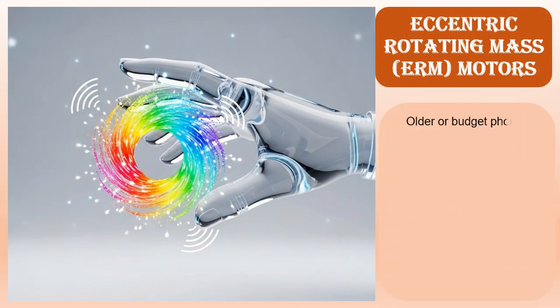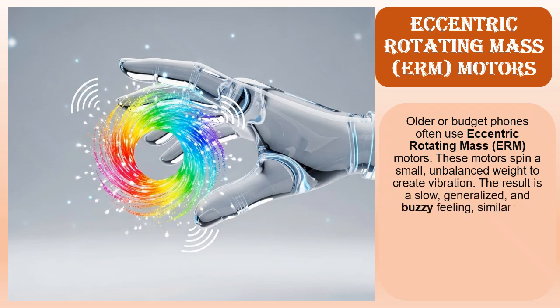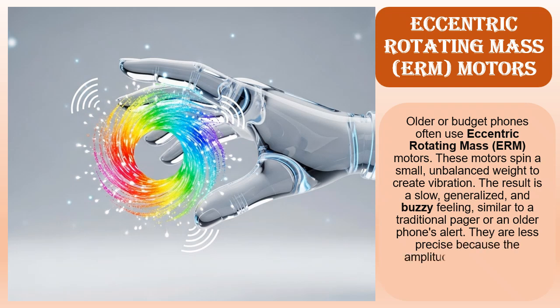Eccentric rotating mass (ERM) motors. Older or budget phones often use eccentric rotating mass (ERM) motors. These motors spin a small, unbalanced weight to create vibration. The result is a slow, generalized, and buzzy feeling, similar to a traditional pager or an older phone's alert. They are less precise because the amplitude, strength, and frequency, speed, of the vibration are coupled.